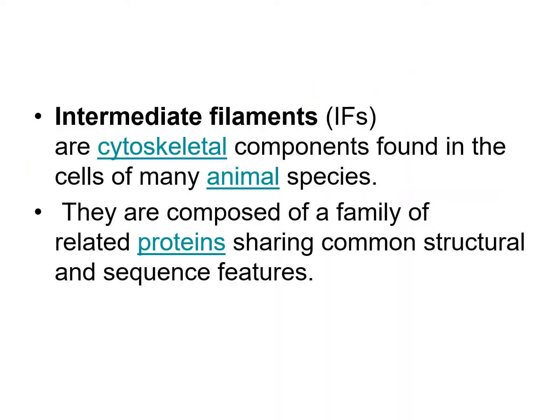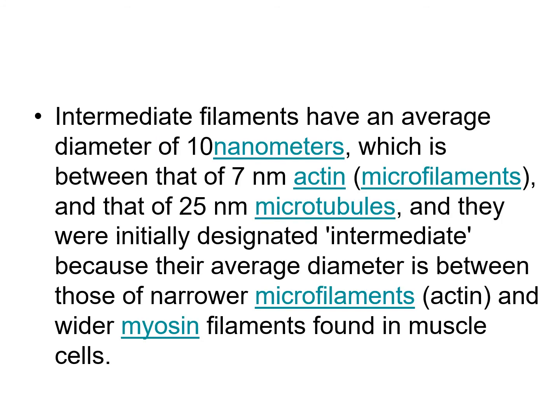Intermediate filaments, also referred to as IFs, are components found in the cells of many animal species. They are composed of a family of related proteins sharing common structural and sequence features. As the name suggests, they are about 10 nanometers in size, which is intermediate between the 7 nanometers of actin microfilaments and the 25 nanometers of microtubules, and they are seen in muscle fibers.